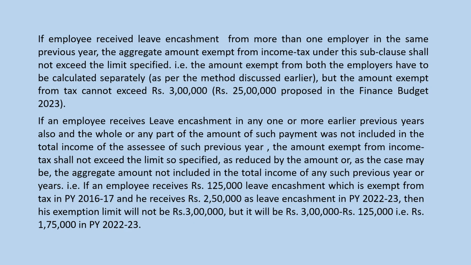That is, if an employee receives 1,25,000 leave encashment, which is exempt from income tax in the previous year 2016-17, and he receives 2,50,000 as leave encashment in the previous year 22-23, then his exemption limit will not be rupees 3 lakh, but it will be 3 lakh minus 1,25,000, that is rupees 1,75,000 in the previous year 22-23. This is because 1,25,000 benefit he has availed in the previous year 2016-17.